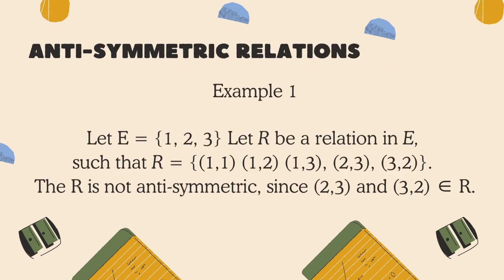Example number 1. In a set E is equal to 1, 2, 3, let R be a relation in E such that R is equal to 1, 1, 1, 2, 1, 3, 2, 3, and 3, 2. The R is not antisymmetric since 2 and 3 and 3 and 2 is the element of R.